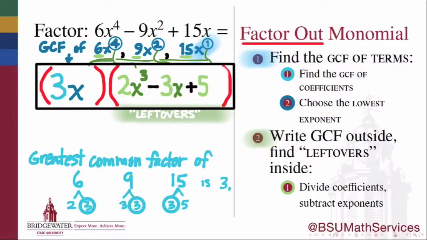Then we just need to determine what belongs in the leftovers. To do that, we'll divide each of our original terms by the GCF that we found. And when that division happens, the net result is that the coefficients get divided. So in this example, we divided 6, 9, and 15 by 3 to get the coefficients of our leftovers. And then when the powers divide, the exponents subtract. So the exponents that we got on our x's in the leftovers went from 4, 2, and 1 in the original to 3, 1, and 0 in our final answer.